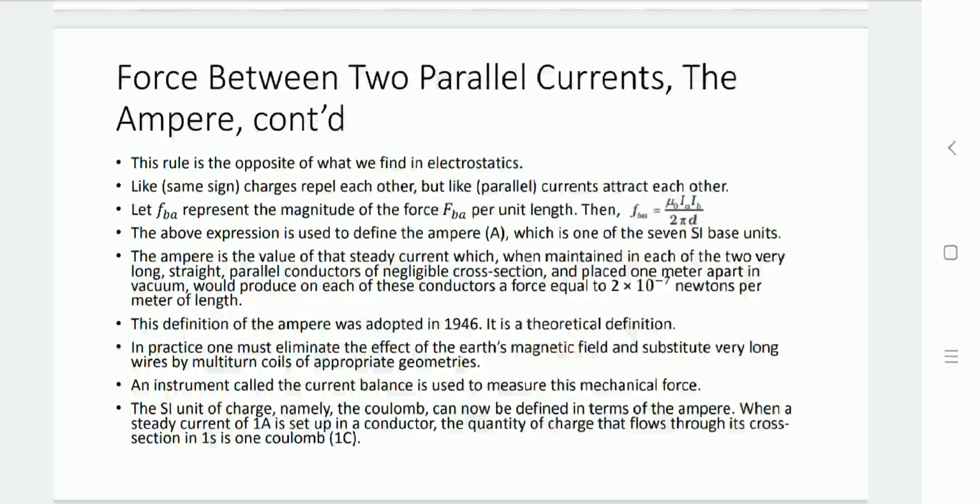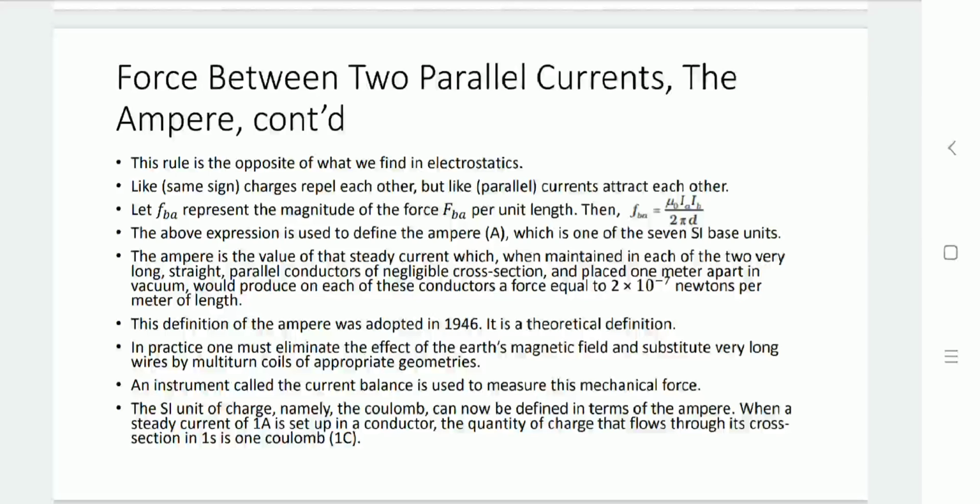The ampere is the value of the steady state current which, maintained in each of two very long straight parallel conductors of negligible cross-section area and placed 1 meter apart in vacuum, would produce on each of these conductors a force equal to 2 into 10 raised to minus 7 newtons per meter of length.